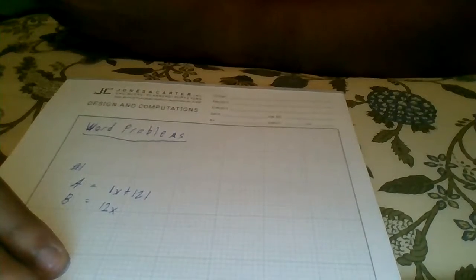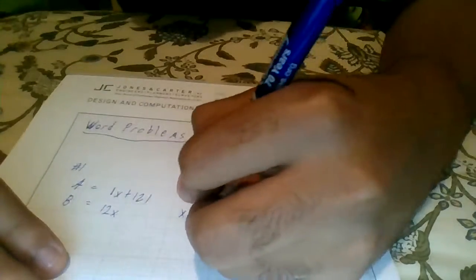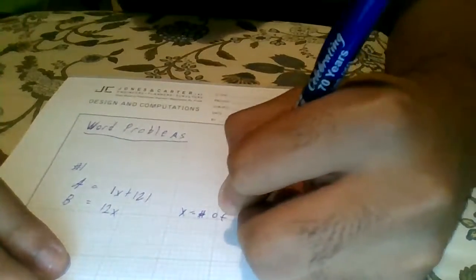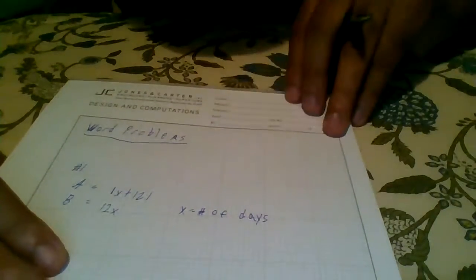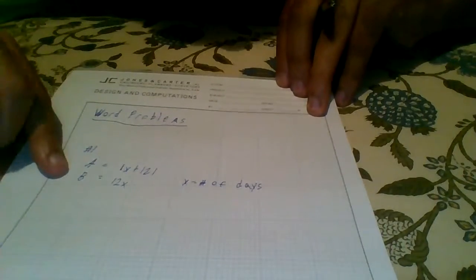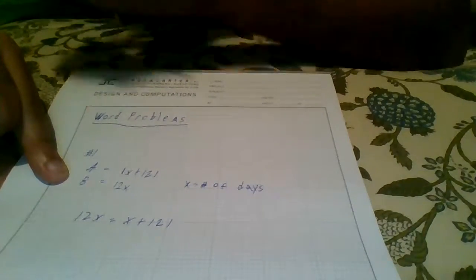So here we have a system of equations. We want to know after how many days will the total cost of the gym membership plans be equal? Well, x is our number of days. So what we're going to do is we want to find out when they're equal. So that means 12x has to equal x plus 121. So we will subtract x from both sides, and that gives us 11x equals 121.